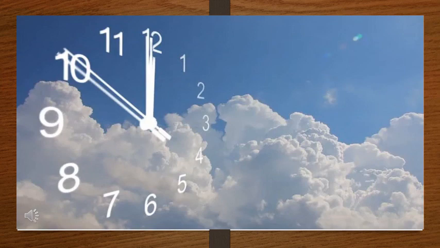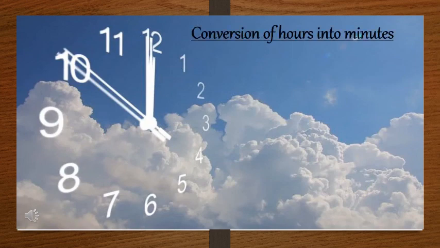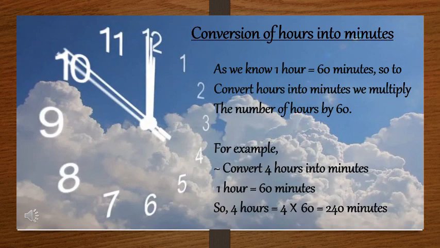Now children, I will tell you how to convert hours into minutes. As you already know that 1 hour is equal to 60 minutes. So to convert hours into minutes, we multiply the number of hours by 60. For example, if you have to convert 4 hours into minutes, you have to multiply 4 by 60 because 1 hour equals to 60 minutes. So 4 multiplied by 60 is equal to 240 minutes, or you can say that 4 hours is equal to 240 minutes.